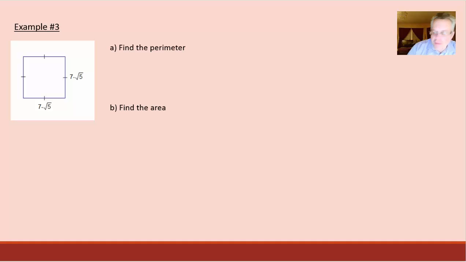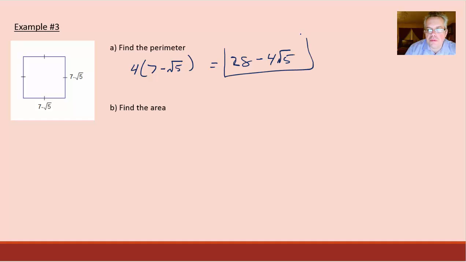All right, last example. Okay, so we save the best for last. This one's a square, so all 4 sides are the same. So to find the perimeter, we can just multiply a side by 4. Okay, so here we go. 4 times 7 minus square root of 5. So we just distribute. 4 times 7 is 28. Then we have minus 4 times square root of 5. And it's just that. Okay, so the perimeter was easy for this one.